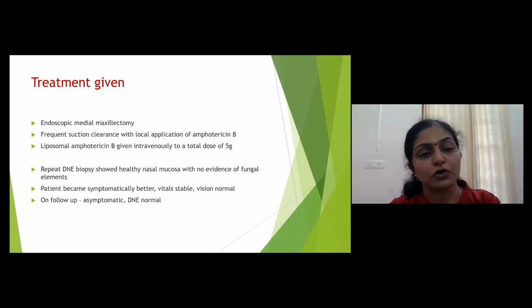The treatment given was endoscopic medial maxillectomy and frequent suction clearance with local application of amphotericin B. Liposomal amphotericin B was given intravenously to a total dose of 5 grams. Repeat DNE biopsy showed healthy nasal mucosa with no evidence of fungal elements. Patient became symptomatically better, her vitals stable, and vision was normal. And on follow-up, she is asymptomatic and DNE is normal.